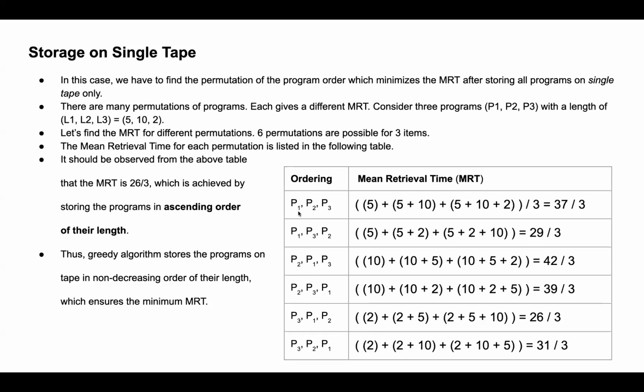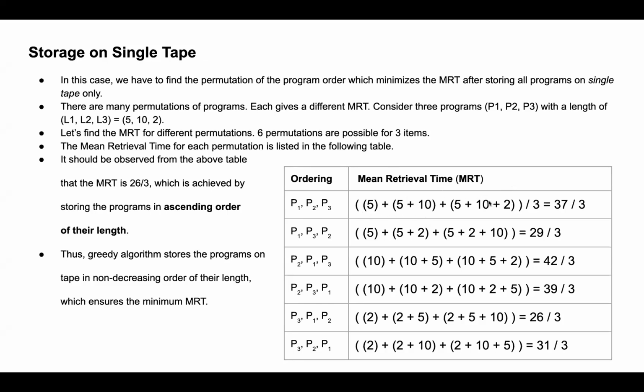Okay, so 5 plus 10. And for P3, what is it? 5 plus 10 plus 2. It means after completion of P2, P3 will get executed. So this one is 5 plus 10 for P2, and for P3 it's 2. So P1, P2 and P3, these are in this sequence.